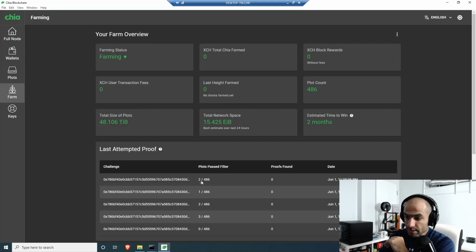I wanted to kind of look at this. Some of my plots are passing the filters, but we're not hitting any chias. Now I could hit one tomorrow. I could hit one right after recording this video. Nobody knows. It's pretty much a lottery at this point. So keep that in consideration if you're planning to look into this, or if you're planning to get into this, and you've been watching a lot of videos.